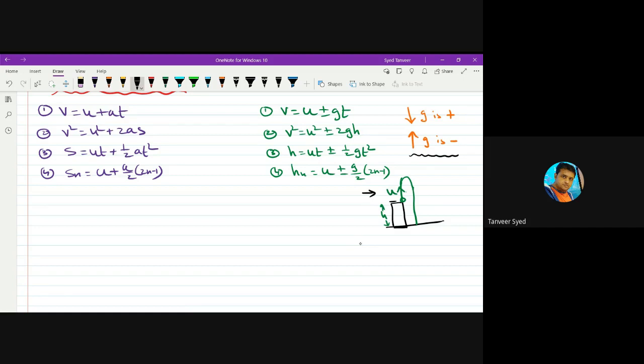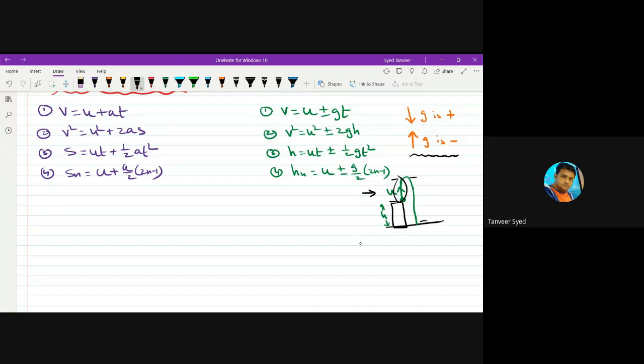Right from this point to this point, its velocity decreases because upward motion means g is negative. But from here to here, velocity is increasing. That means g is positive. So for this part of the journey, g is negative. For this part of the journey, g is positive. What should we take, positive or negative? We don't take either.